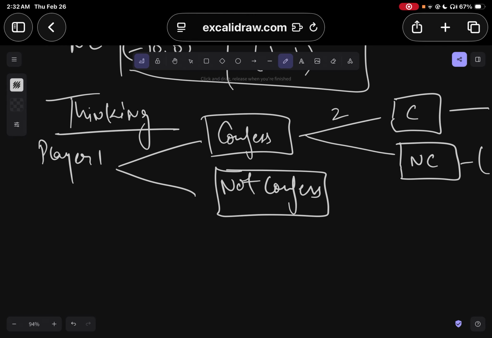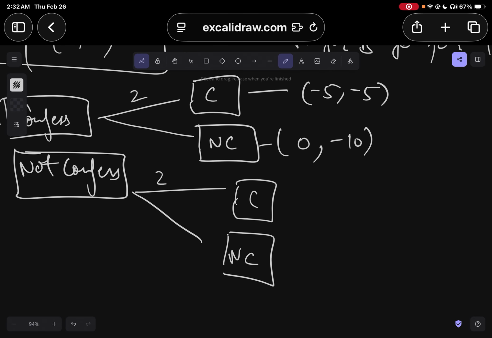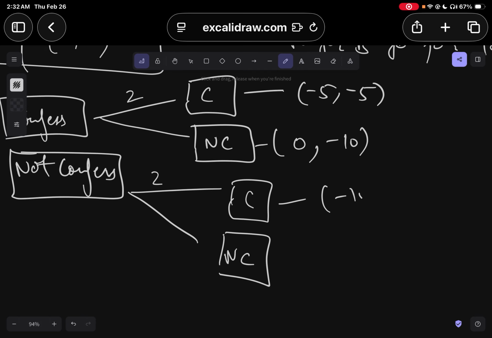Now let's say player 1 doesn't confess. Then what would player 2 do? Same thing, confess or not confess. So if player 1 does not confess but player 2 confesses, then player 1 will go for minus 10 years of prison and player 2 will be set free. If both do not, then 1 year of prison to both.